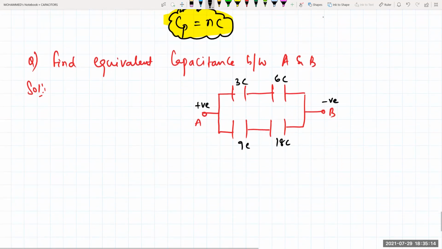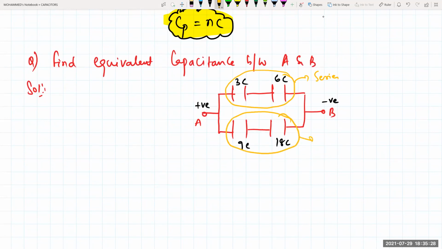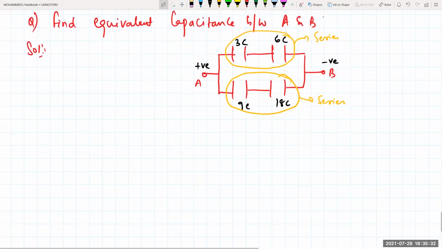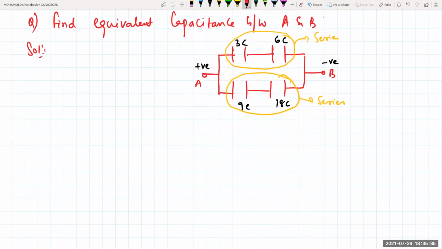Now tell me. See, 3C and 6C, they are in the same combination, next to each other. Which combination? Series combination. And 9C and 18C are also in which combination? Series, sir. Series combination. These two are in series combination, so 3 into 6 divided by 3 plus 6. So this can be taken as one single capacitor now. The above one can be taken as one single capacitor, and the below one can also be taken as one single capacitor. So this is the terminal B and this is your terminal A.